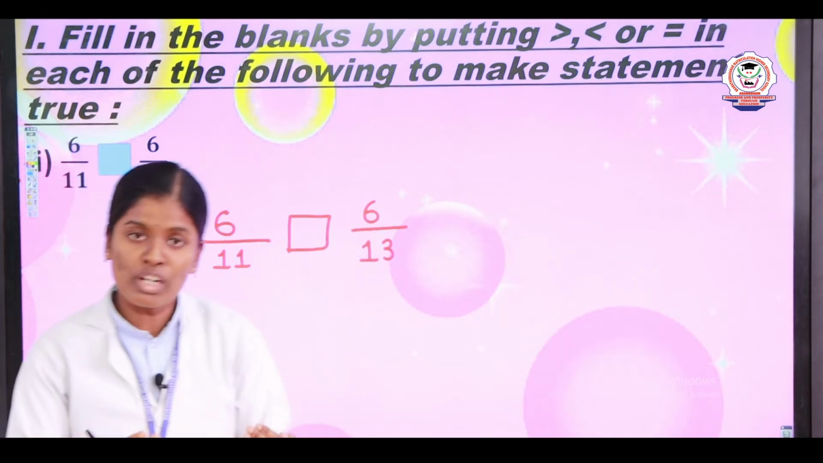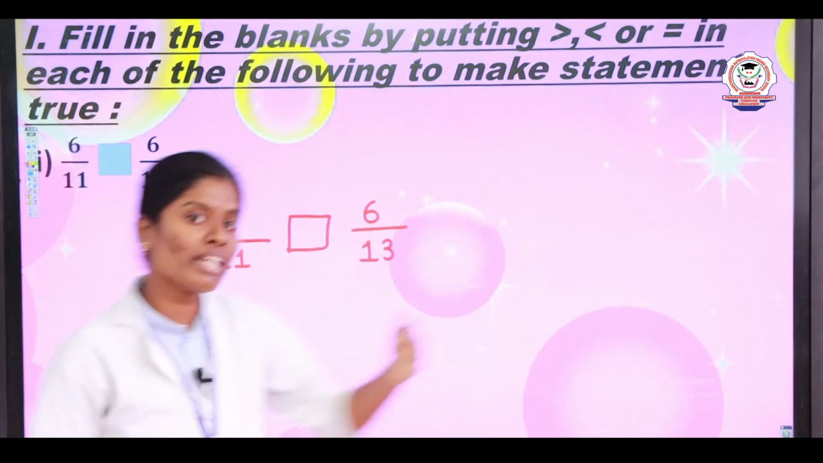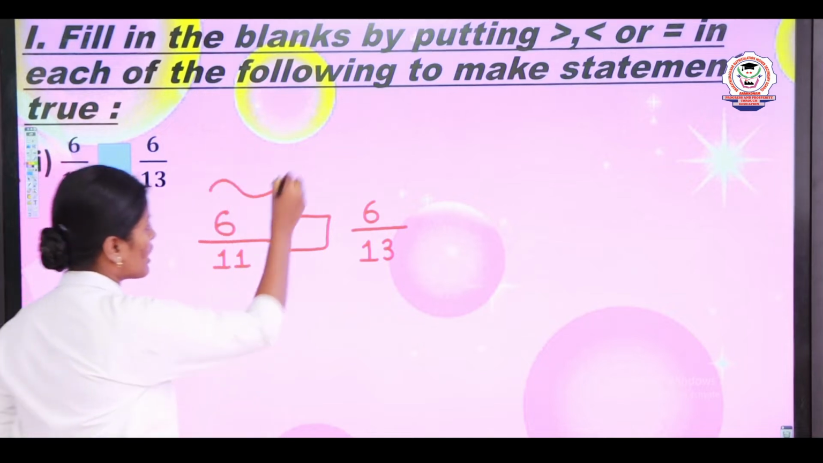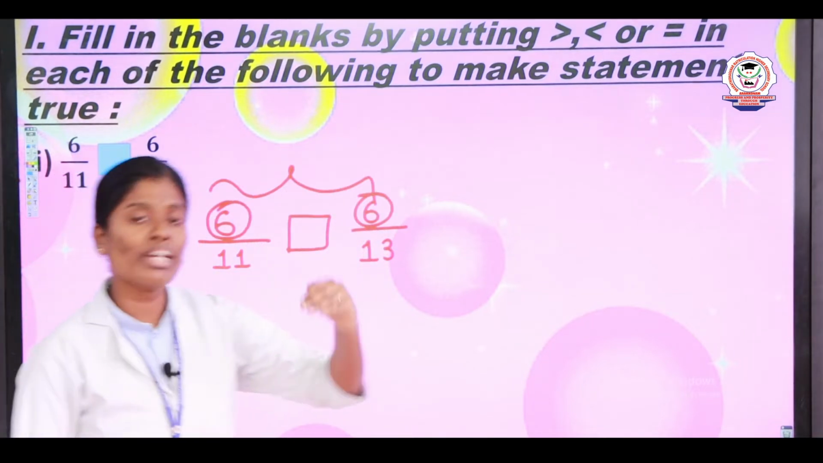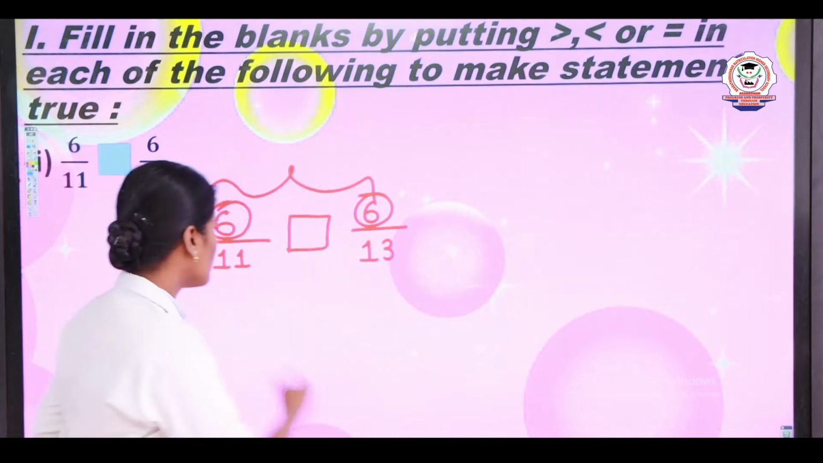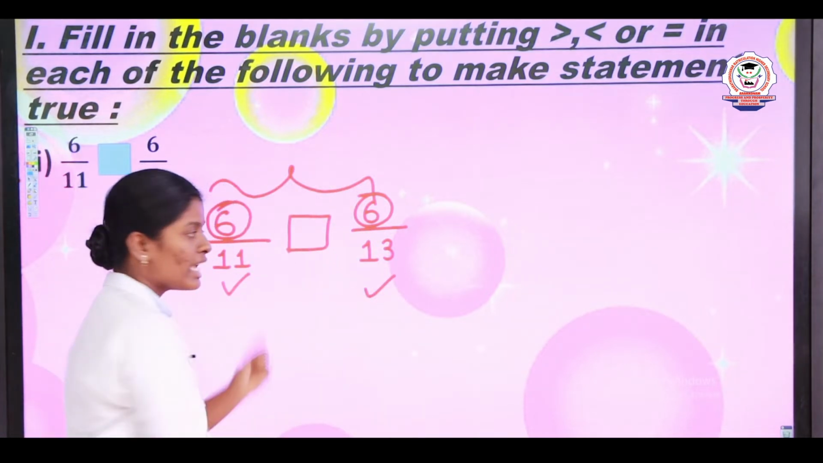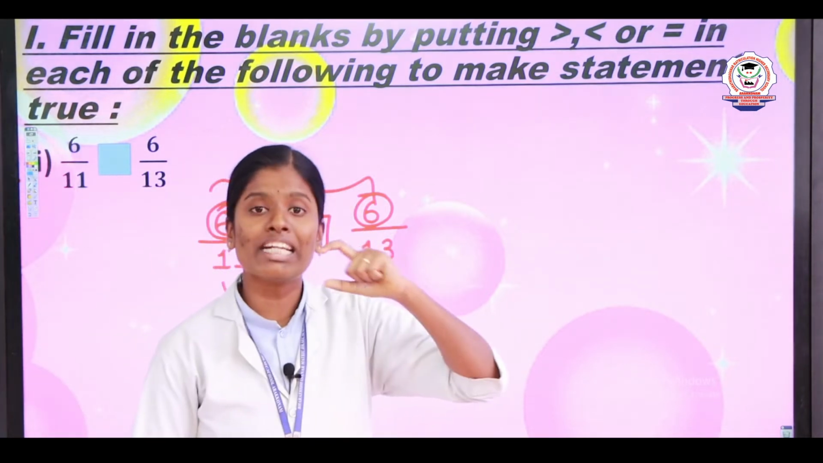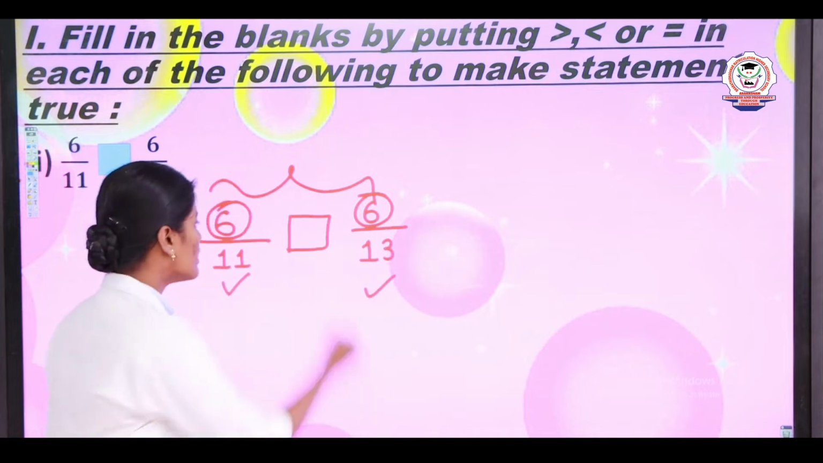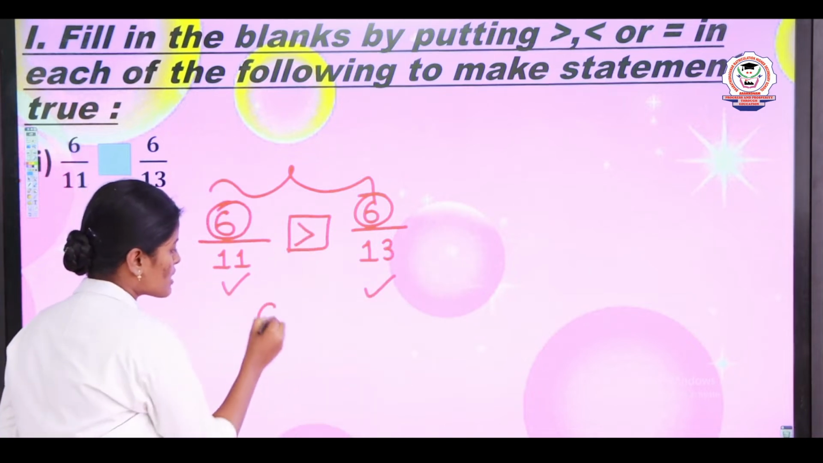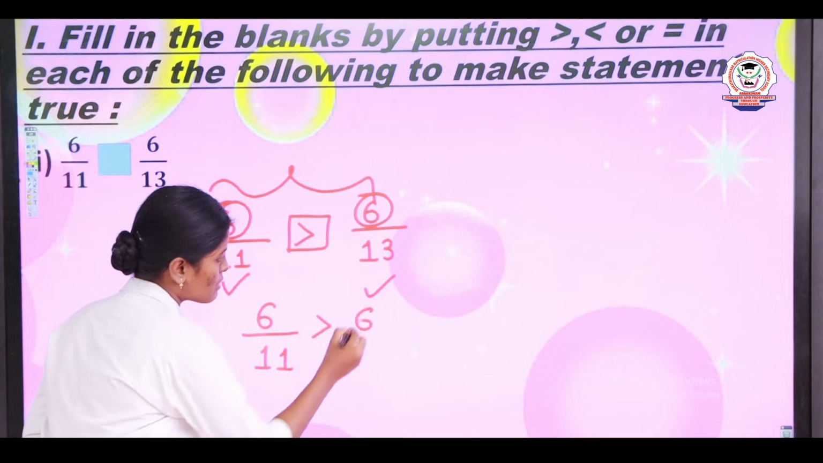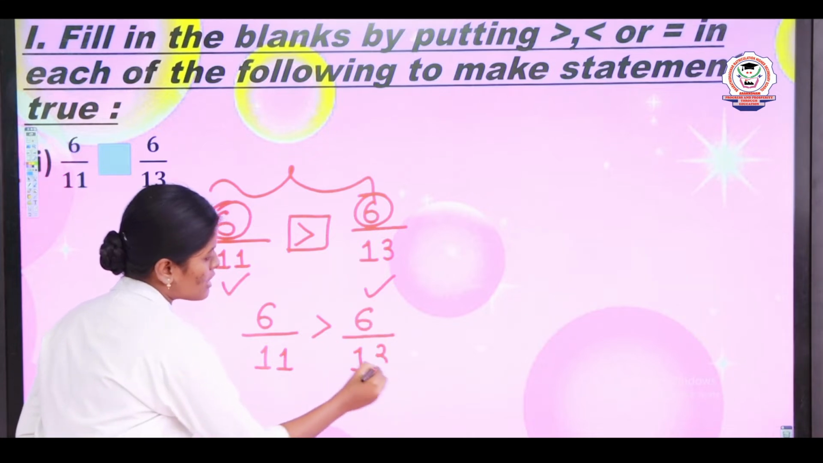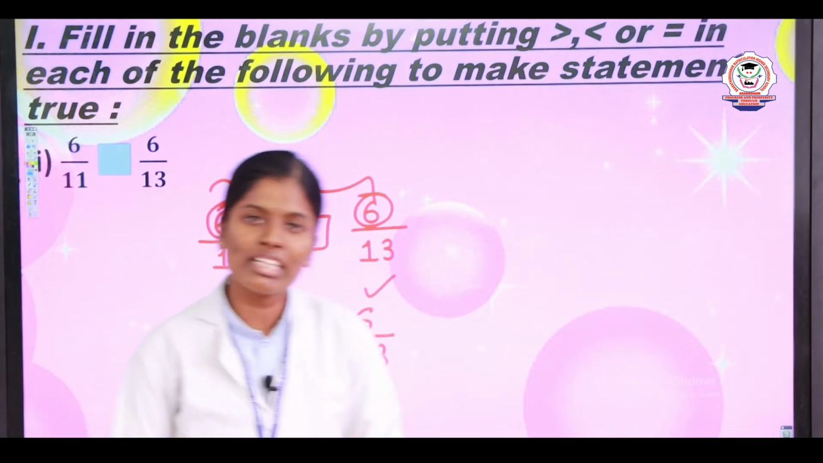So you all know, in fractions, when the numerator values are the same, here see the denominator value. We have the denominator values 11 and 13. Here the smaller number only has the greater value. So put the symbol like this. So 6 by 11 is greater than 6 by 13.